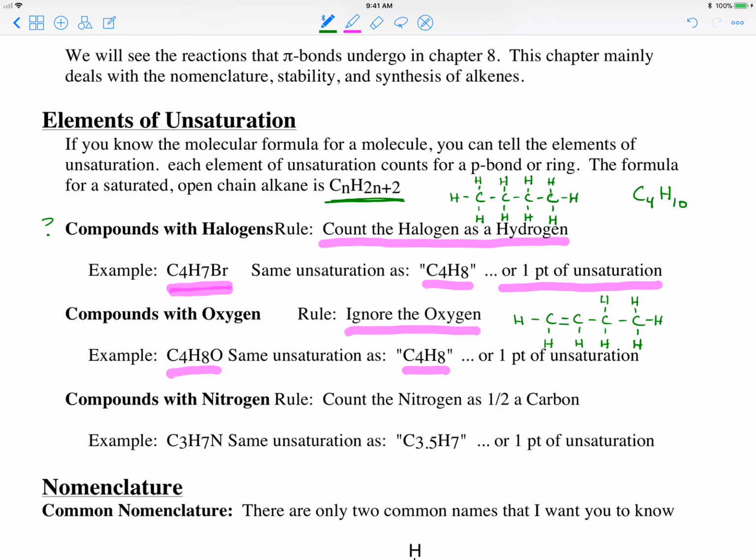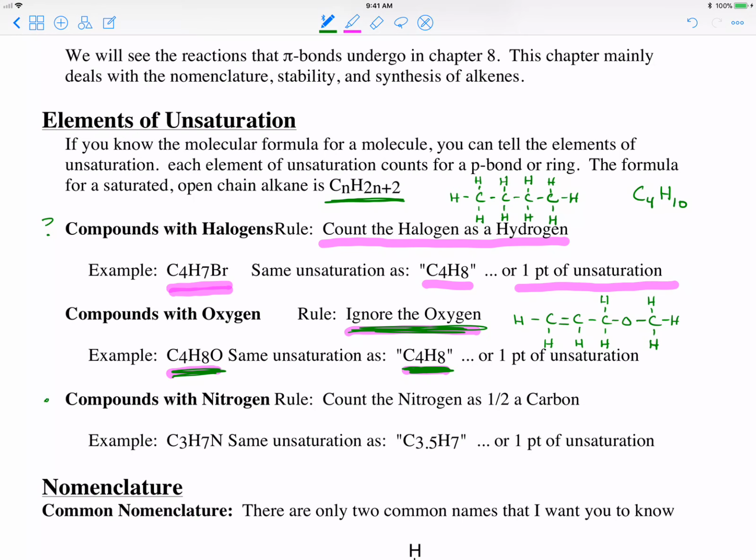If there was an oxygen in the molecule, look what happens. I'll take out that bond, I'll move this group over, and then I'll put an oxygen in there. Putting an oxygen in does not change the points of unsaturation. So if you have an oxygen, for purposes of doing points of unsaturation, you ignore it. C4H8O would have the same number of points of unsaturation as C4H8. The oxygen doesn't change the points of unsaturation.